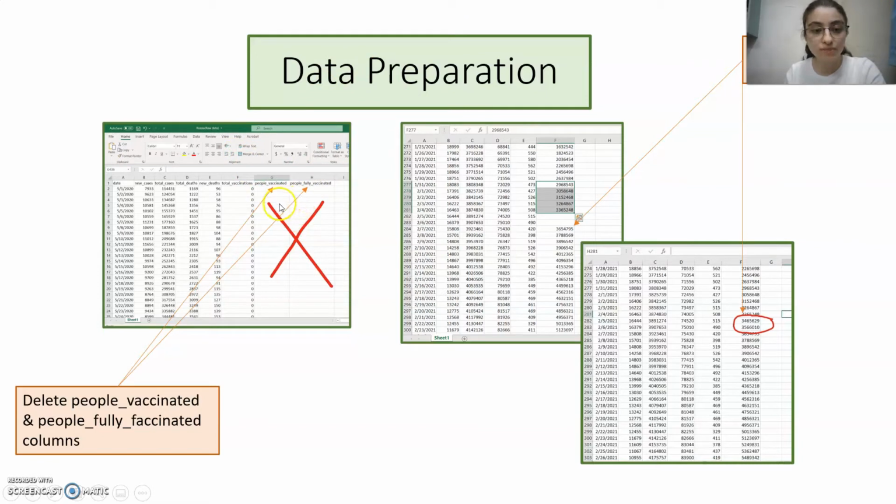For 2 reasons. First of all, the percentage of the missing values exceeded 50%. And the second one is that the columns of people vaccinated and people fully vaccinated are actually part of the column total vaccinations. So these data are not so important since we already have the column of total vaccinations. However, the column total vaccinations also had 9 missing values.